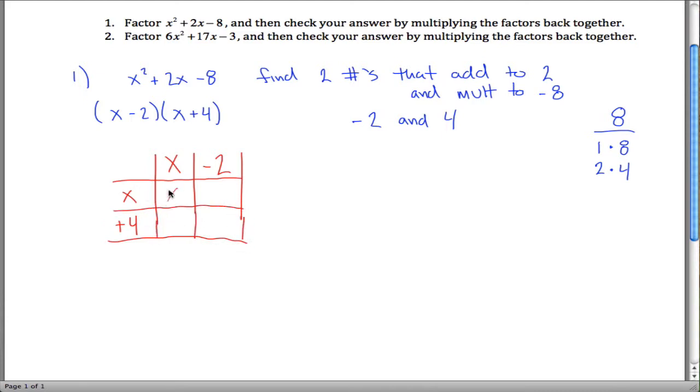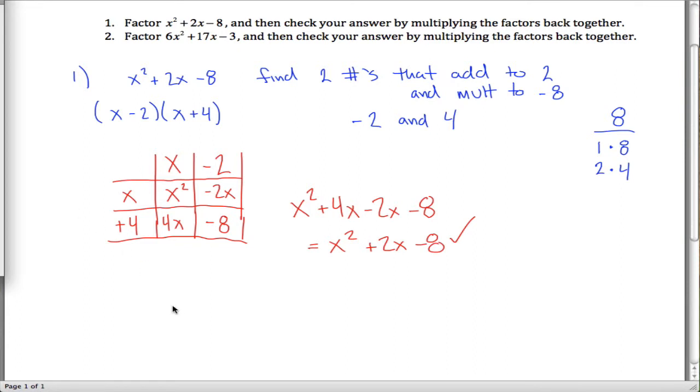So x times x is x squared, x times negative 2 is negative 2x, x times positive 4 is positive 4x, and negative 2 times 4 is negative 8. And now if you add up these terms, we get x squared plus 4x minus 2x minus 8. Combine like terms and you get x squared plus 2x minus 8, which sure enough is what we wanted to get. Good, that means we did everything right.